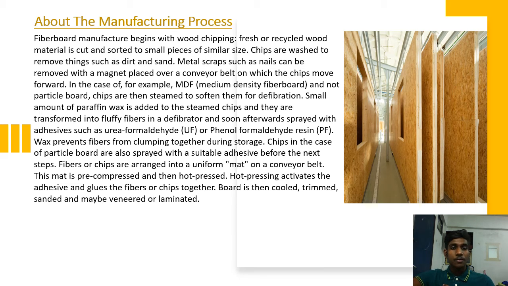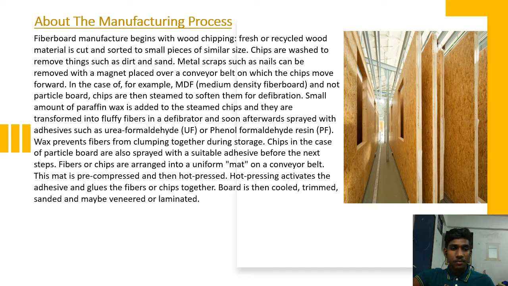In the case of, for example, MDF, not particle board, chips are then steamed to soften them. Defibration: a small amount of paraffin wax is added to the steamed chips and they are transformed into fluffy fibers, and the defibrated fibers are soon afterwards sprayed with adhesives such as urea formaldehyde (UF) or phenol formaldehyde resin. Wax prevents fibers from clumping together during storage.